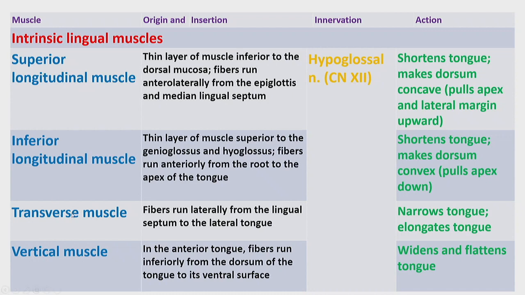Transverse muscle, its contraction is making narrowing of the tongue. Yes, so it's folding of the tongue or narrowing of the tongue or elongates the tongue. And the vertical widens or flattens the tongue. And those are all, as you see, altering the shape of the tongue, and the innervation of all the intrinsic muscle, there is no exception for this case, is hypoglossal nerve, cranial nerve number 12.